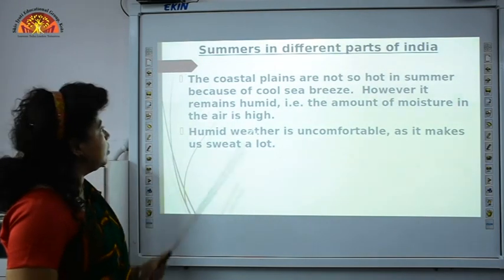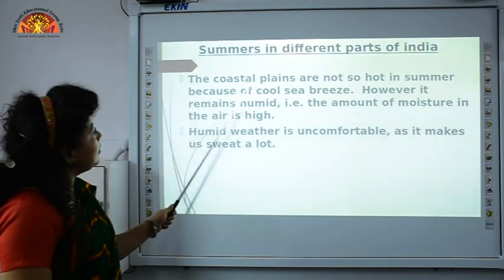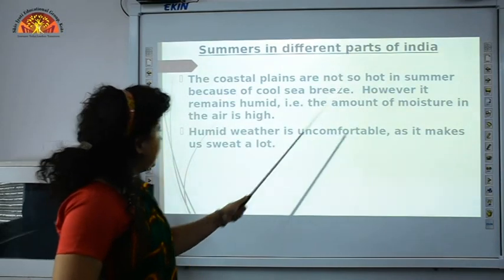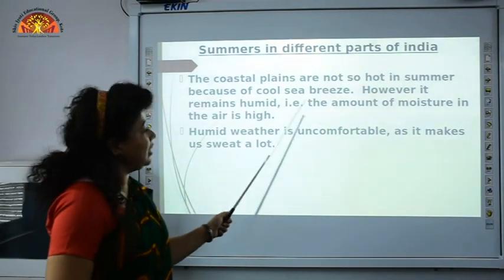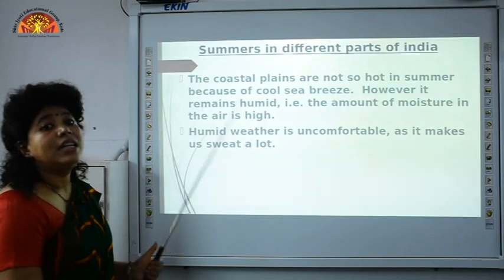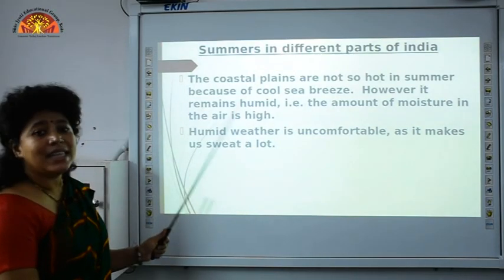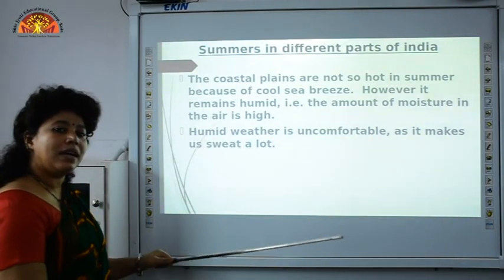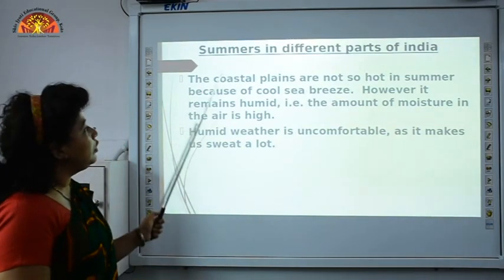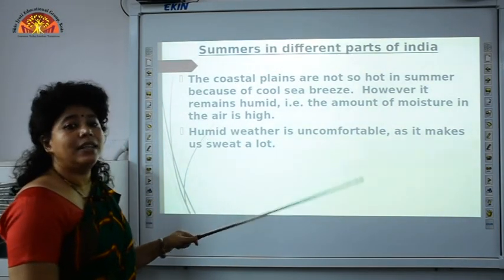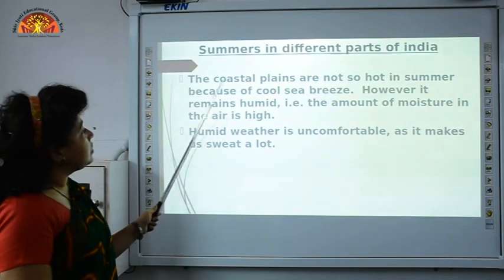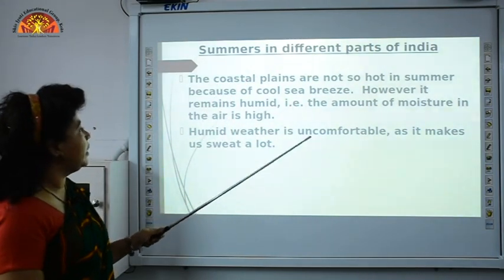Summers in the coastal plains. The coastal plains are not so hot in summer because of cool sea breeze. Like we said before, जो जगह सी के पास रहता है उसमें ठंड काफ़ी रहती है. तो क्योंकि coastal plains are near the sea, summer is relatively cooler.